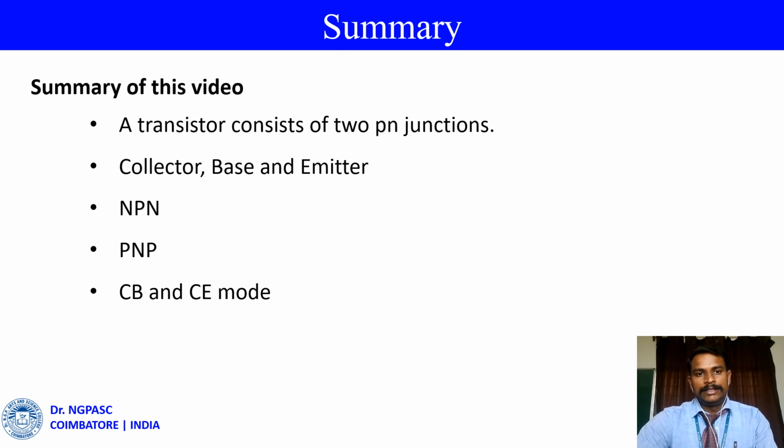Summary of this video: a transistor consists of two p-n junctions. A p-n junction is a sandwich of p-type material and n-type material. Next, the three parts of the transistor are the collector, the base, and the emitter. Next, there are two types: the NPN transistor and the PNP transistor. Next, the common connections: common base connections and common emitter connections.